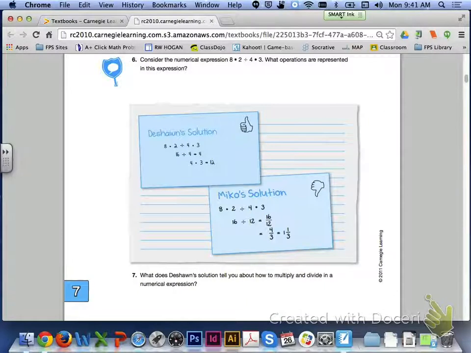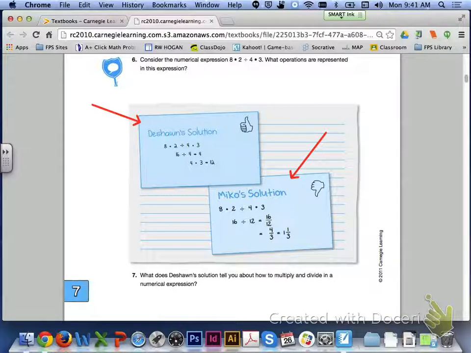Let's skip over to number 6 on page 464. It is telling us to consider the numerical expression 8 times 2 divided by 4 times 3. Now, if we take a look at Deshaun's solution, we can see that he is correct in his thinking. Miko is incorrect in his thinking. The operations that are represented in this expression are multiplying and dividing.